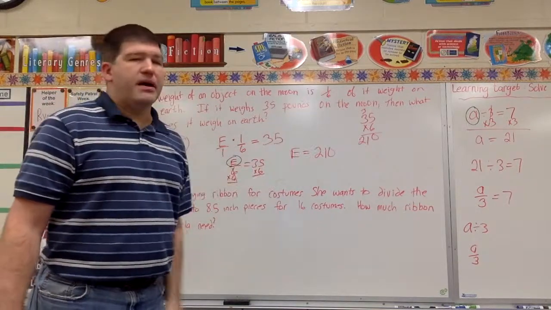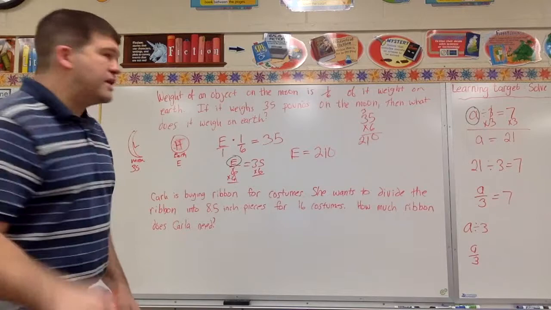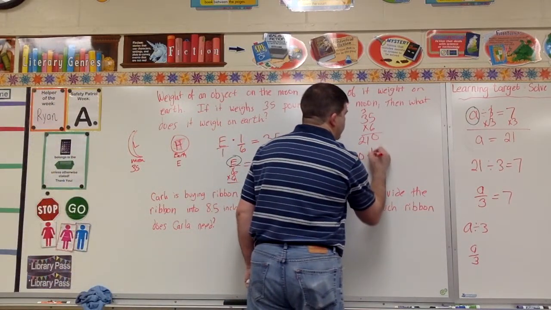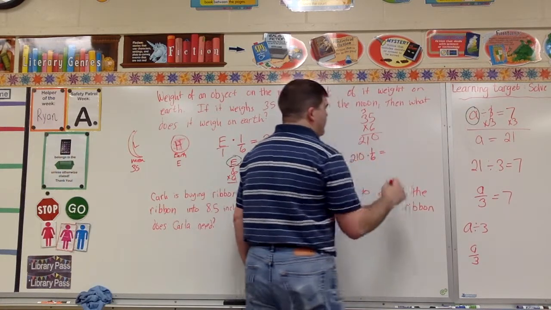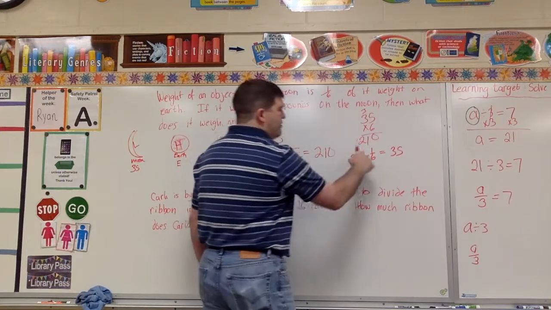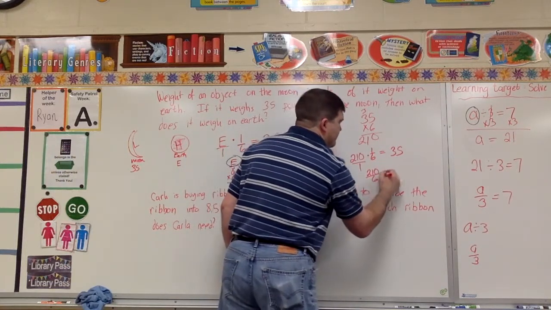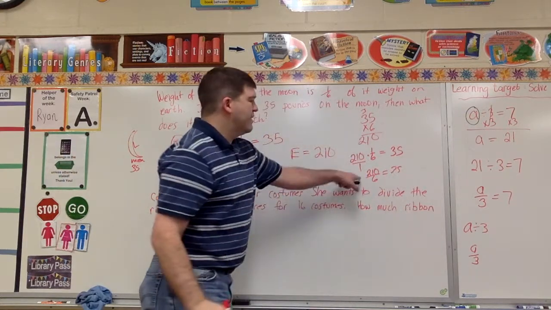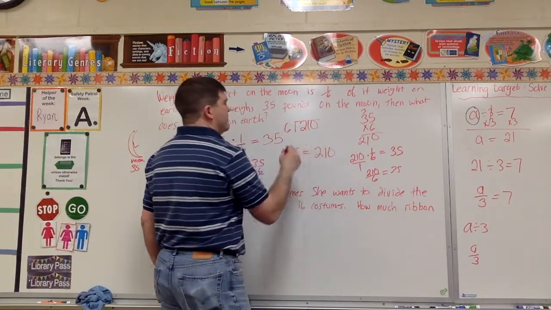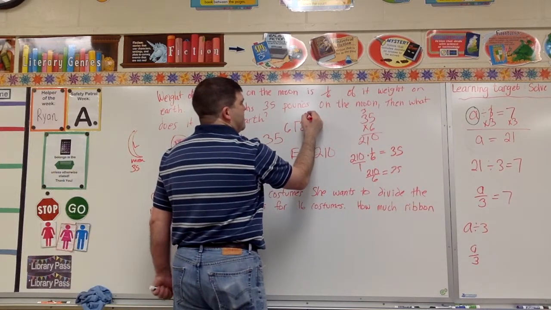But 35 pounds on the moon, so 210 pounds on Earth is 35 pounds. And the way I'm going to check that is I'm going to do 210 times 1/6 equals 35. I'm going to put this under 1. 210 times 1 is 210. 1 times 6 is 6 equals 35. I'm going to see if 210 divided by 6 equals 35. 6 goes into 21 7 times.